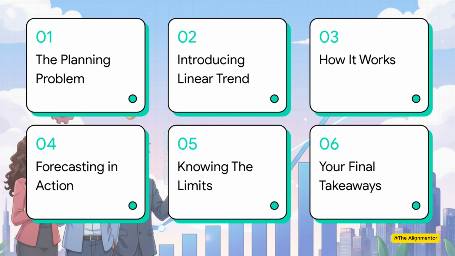So, here's our game plan. We'll kick things off with the big picture planning problem, then introduce linear trend as our solution. After that, we get practical. We'll see how it actually works, check out some real-world examples, and, this is super important, we'll talk about its limits. Then we'll wrap it all up with the key things you need to remember.